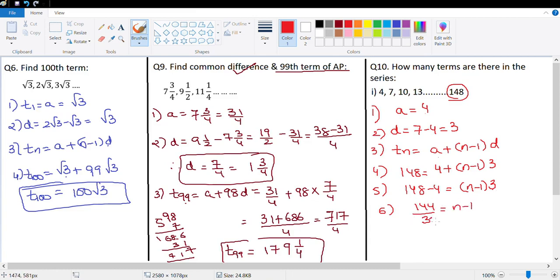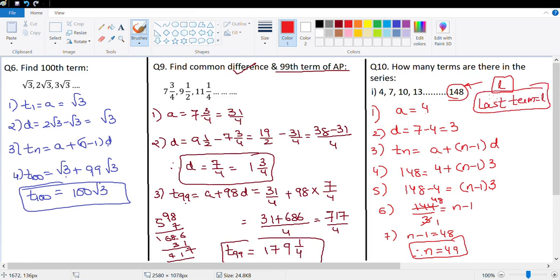This is 3, 1. 3 into 4, 12. That's 24, which means 3 into 8, which means n minus 1 is equal to 48. Therefore, n is equal to 49. So 148 basically is the 49th term of this AP, and there are a total of 49 terms in this AP. Good. In case of a finite AP, the last term is also denoted by the letter L. That's the nomenclature used in some questions in your book.